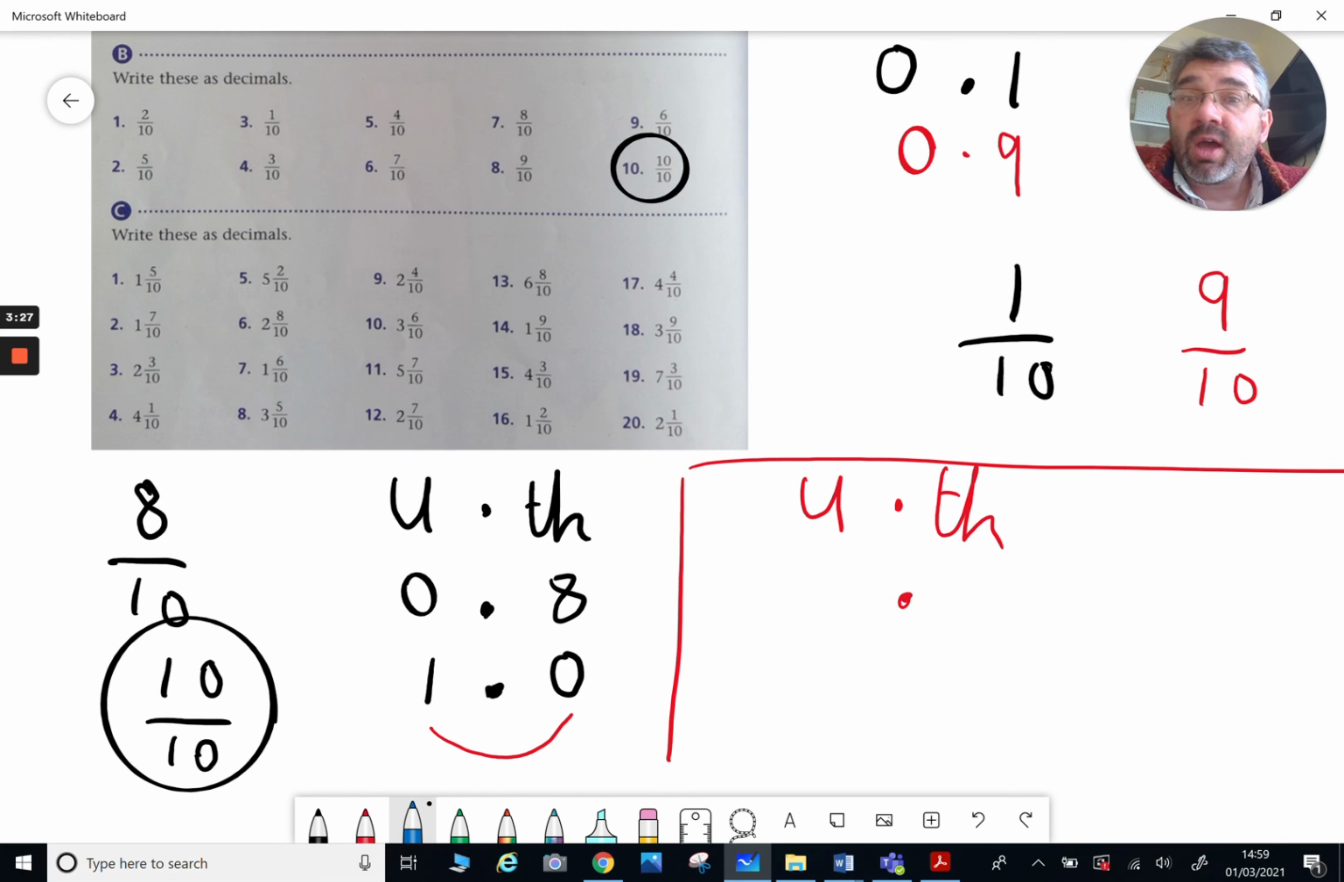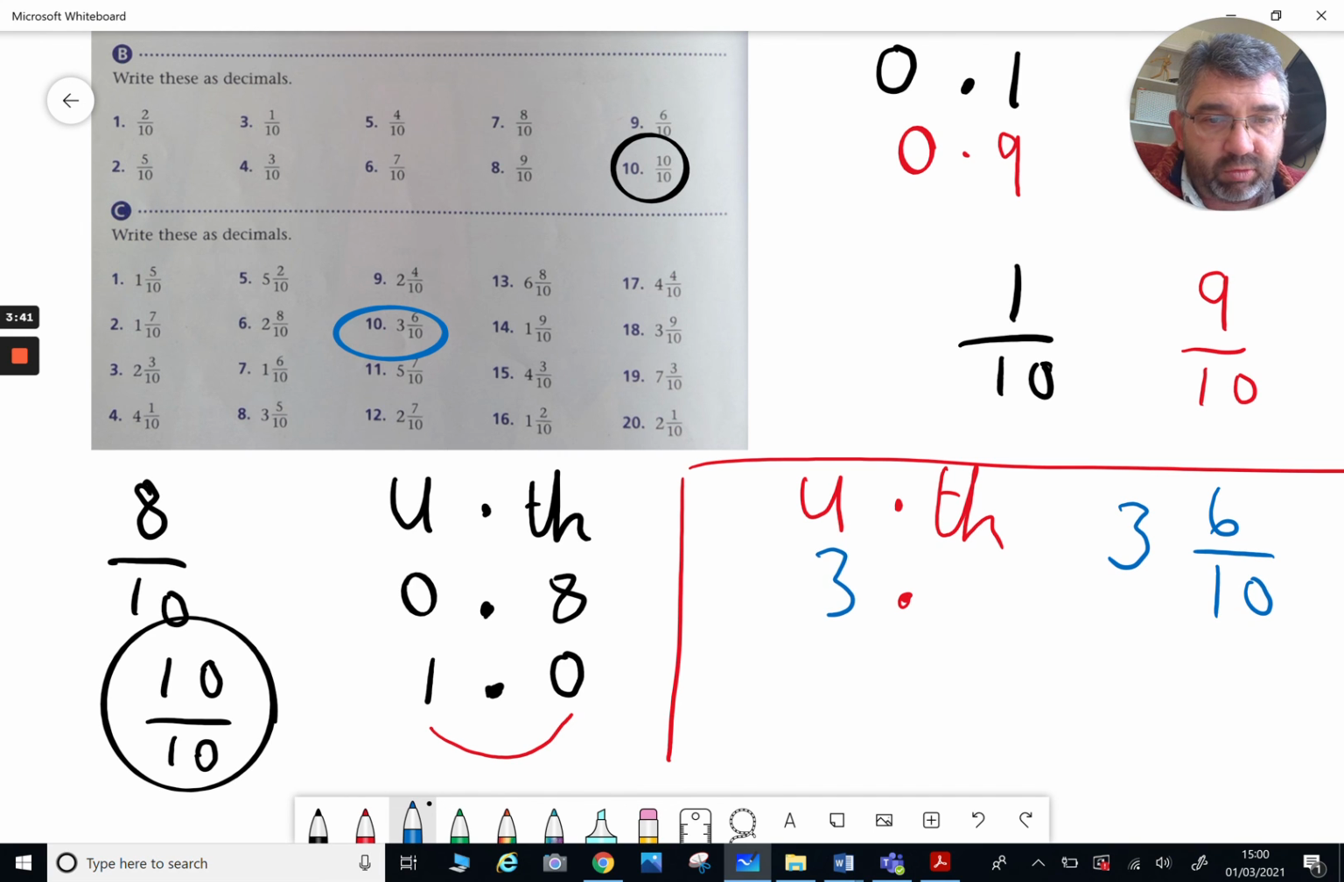So let's take number 10 then. That is 3 and 6/10. Let's just write that down, 3 and 6/10. What is that as a decimal? 3 whole ones, so there's your 3 units. So it's 3.6. Okay, easy peasy.